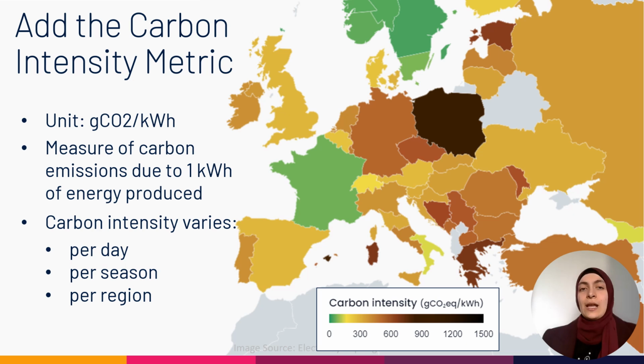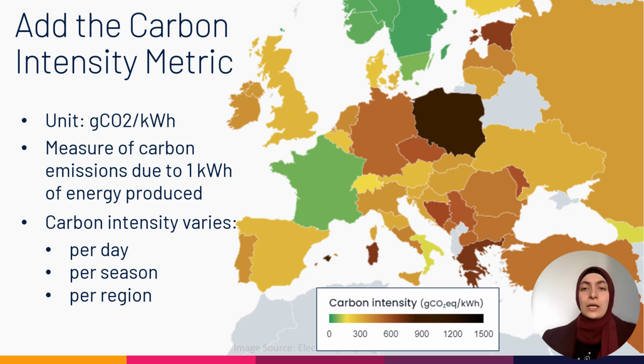This metric varies a lot between regions. As you can see in this figure, this is the carbon intensity in European countries. So the carbon intensity varies a lot per region, but also varies significantly per day and per season. So now back to networks. How can we really benefit from this?